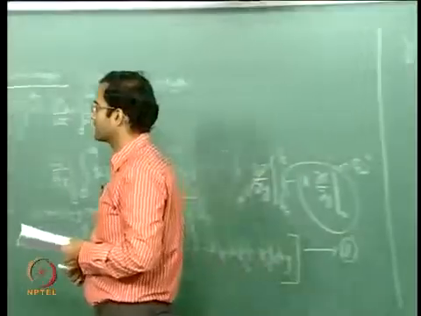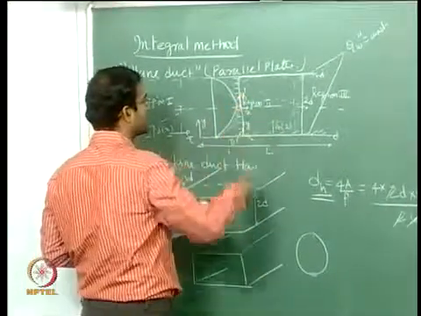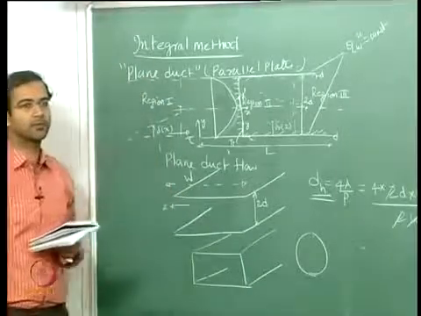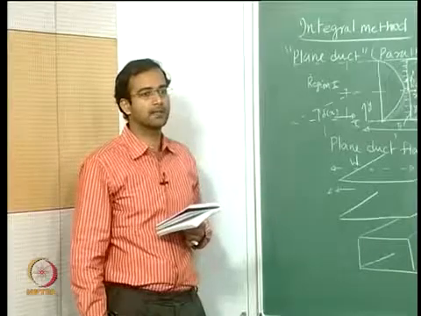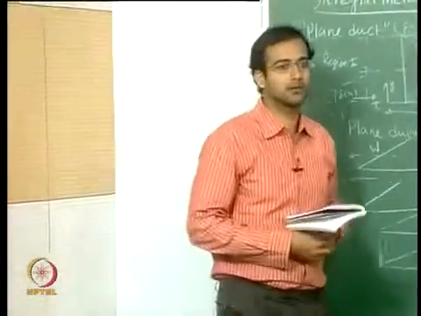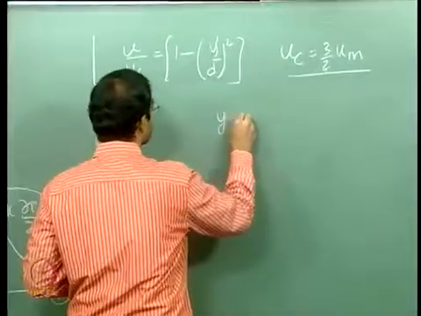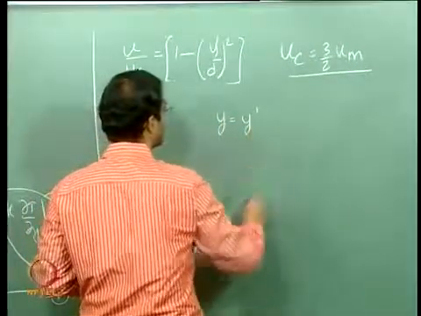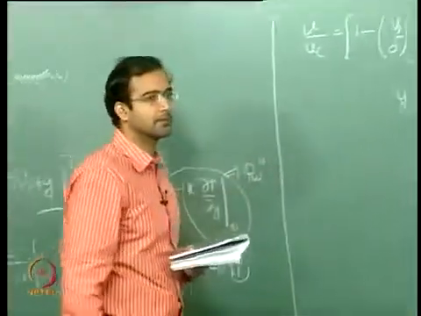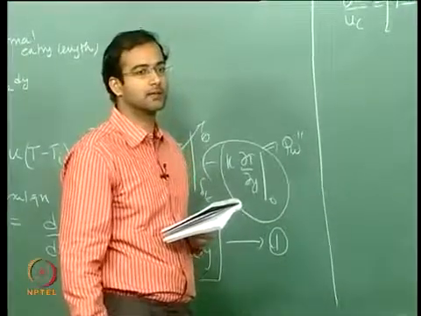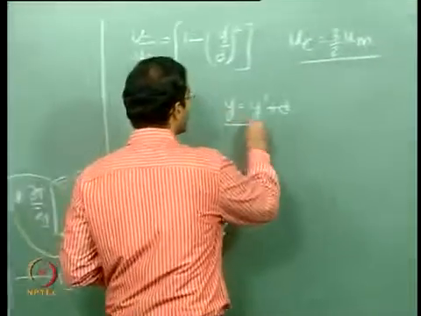So I want a system such that when y prime is equal to 0, then y should be equal to d, and when y prime is minus d, y should be equal to 0. So therefore y should be equal to plus d. So when y prime is equal to 0, y is equal to d, and when y prime is minus d, y is equal to 0. Okay, so this is basically your relation.